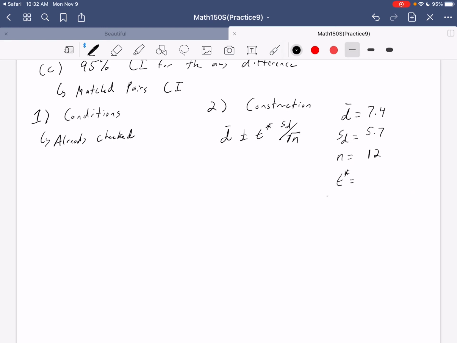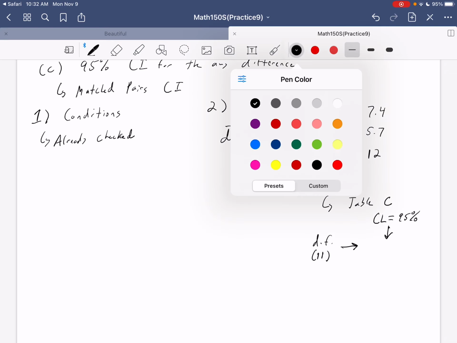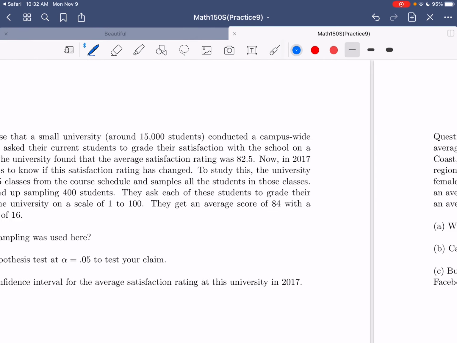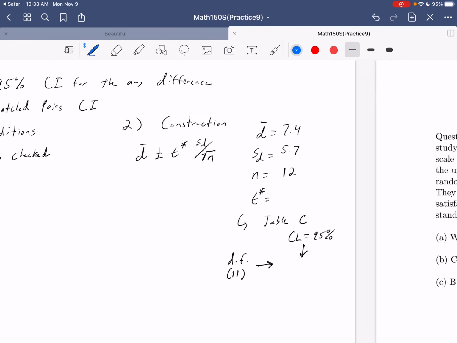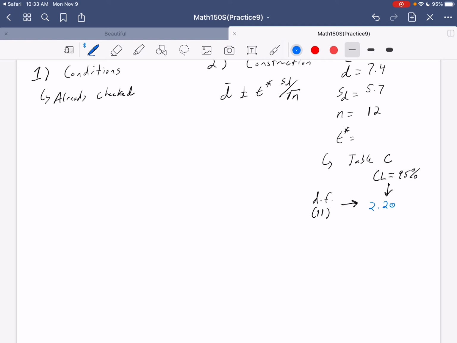Well, we need to use table C for that. Once again, we're going to be intersecting degrees of freedom, which were 11 here, with the confidence level, which was specified as 95%. So we'll do that in blue as well. Let's take a look. There's 95%. If we intersect those two together, notice we get that value there, 2.201. So that is going to be our T star here. Our T star, 2.201.